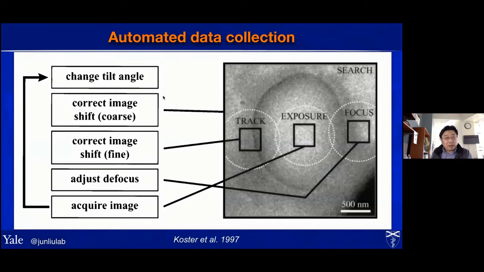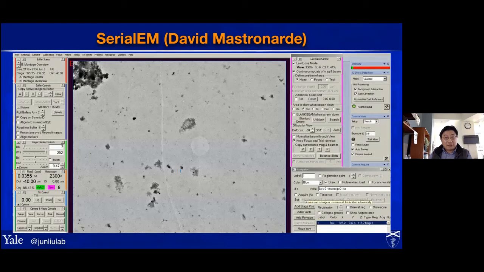You change the angle, you correct the image shift, and then you do this fine correction. That's almost 25 years ago, so the workflow is the same. The key software we use now is SerialEM. I want to use this opportunity to give you a little more information, because there are a couple of things very critical to make this work, and you need to understand some basic parameters.